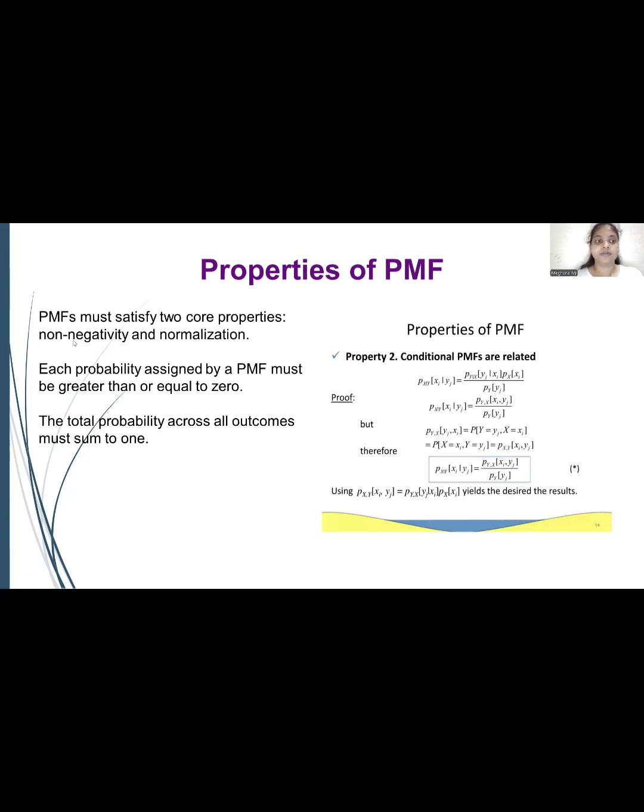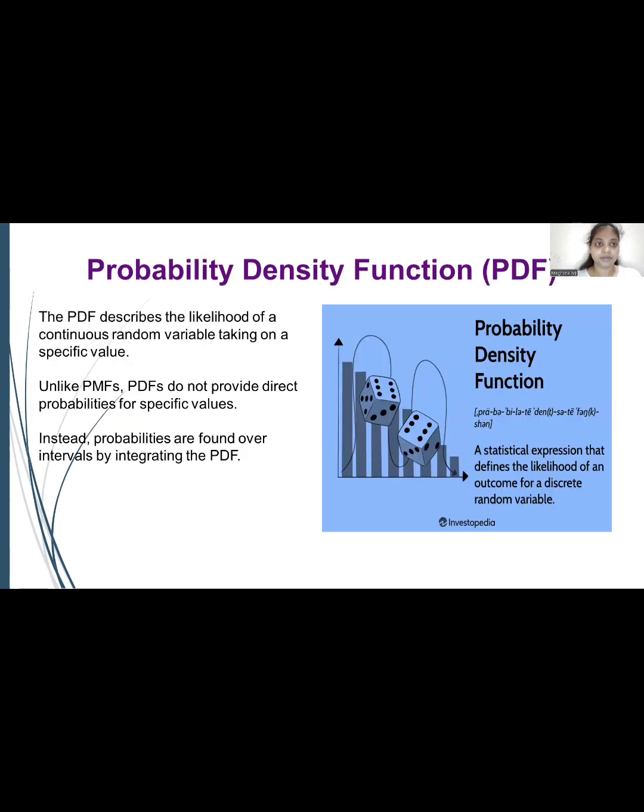Properties of PMF. A PMF must satisfy two core properties, non-negativity and normalization. Each probability assigned by a PMF must be greater than or equal to 0. The total probability across all outcomes must sum to 1.